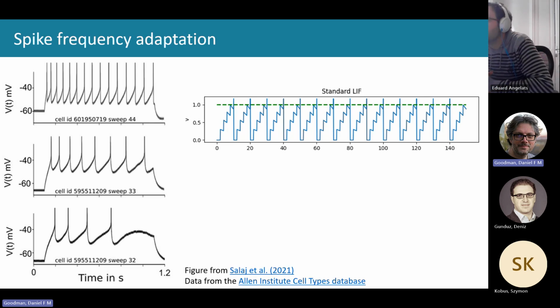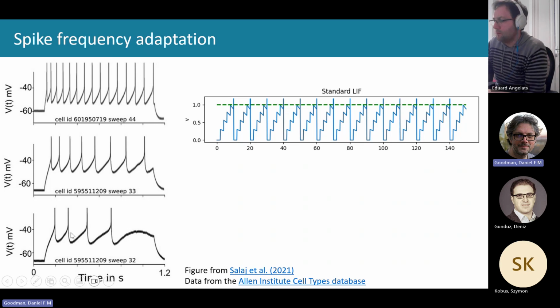If you put a regular input into a neuron, the time between spikes starts to get longer and longer, right? So the time between these first two spikes here is much shorter than the time between these two spikes here. And there's different sorts of adaptation you see.